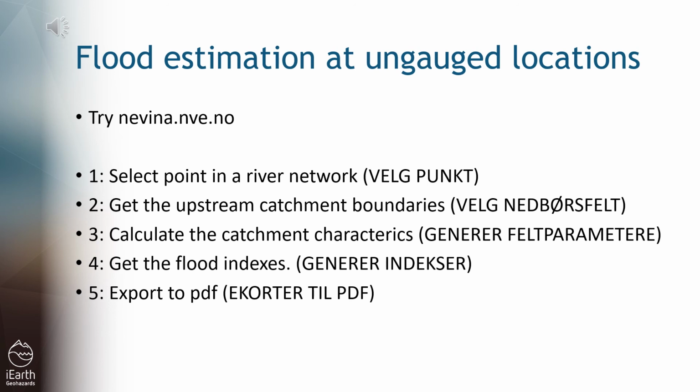The Norwegian approach for estimating design floods at ungauged locations is implemented in Nevina.nve.no. It is a web-based map application where you first select a point in a river network. Secondly, the application delineates the upstream catchment boundaries based on a digital elevation model. Thereafter, the catchment characteristics are calculated based on available gridded maps. Finally, the design floods are estimated based on regression equations that use the catchment characteristics from the previous step. The results could be exported to a PDF file or a shapefile.